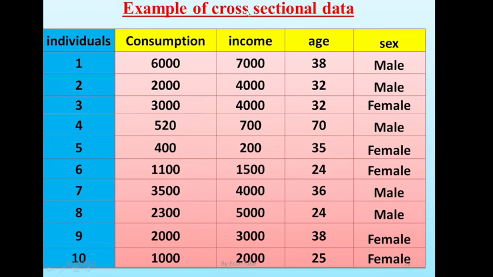For an example of cross-sectional data, we have 10 individuals. We ask for their consumption, their income, their age, and their sex, at a specific point in time, in 2020 or in 2021 if it is a survey. For different entities, we have asked the survey in only one period.